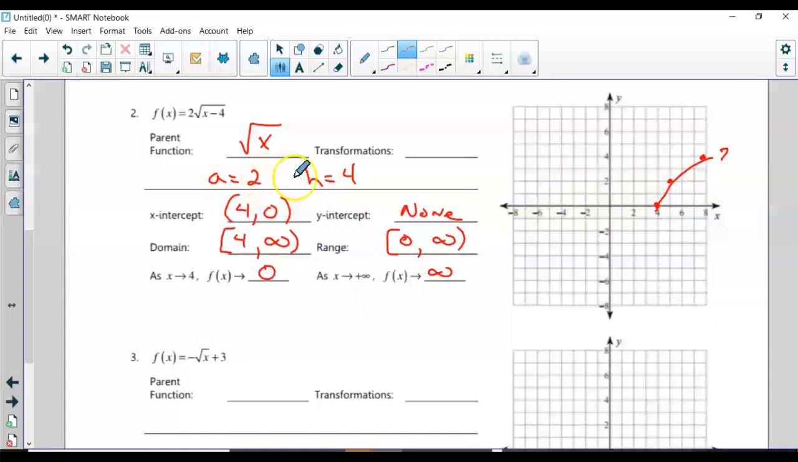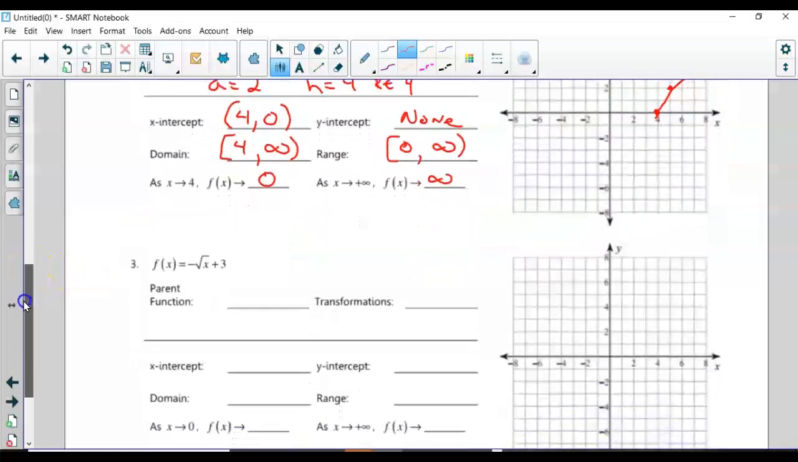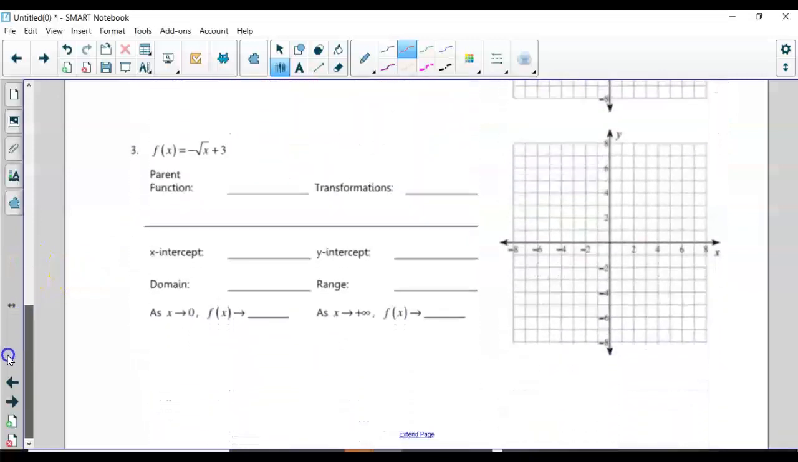So we had our stretch of 2, our shift right of 4. Right, so probably should add right 4 here. So it goes right 4. Okay. So all this should be very familiar. All this stuff down here should be very familiar, right? We're just kind of playing around with a new function. Okay. Let's look at number 3.